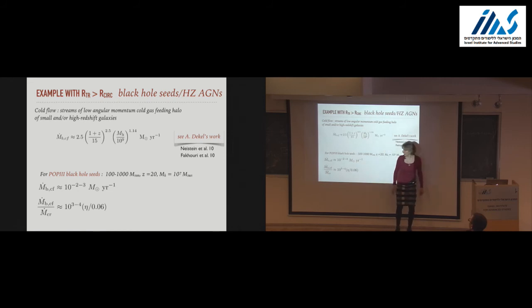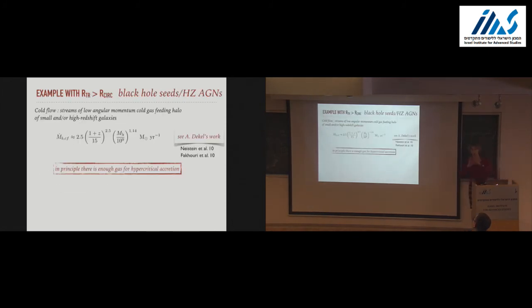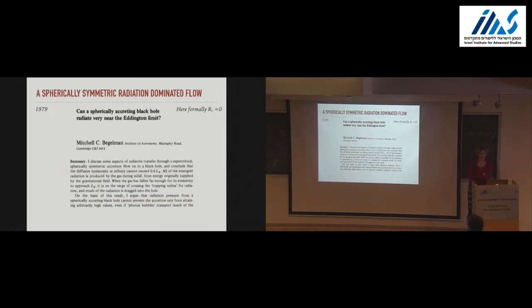Okay. And the arguments come from the cold flows. So what I showed with these two slides is that at higher redshift, in principle, there is enough gas for hypercritical accretion. Then whether the circularization radius is within the trapping radius depends on the specific system you're looking at.